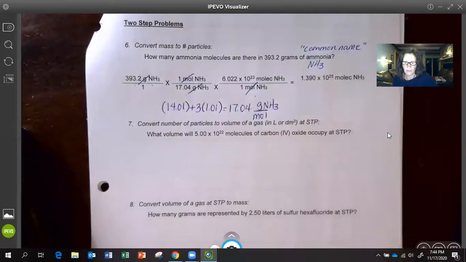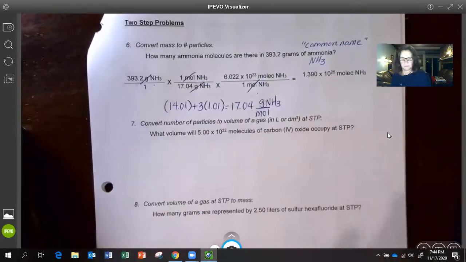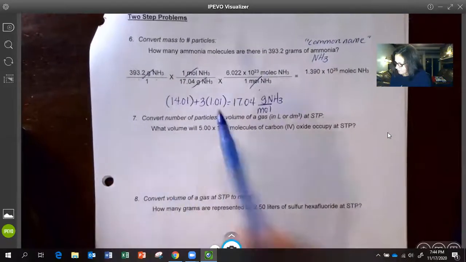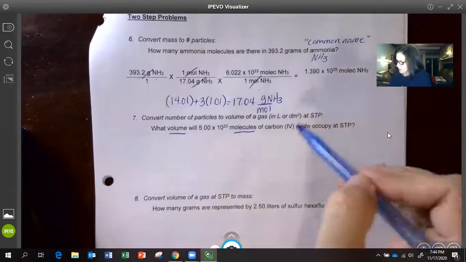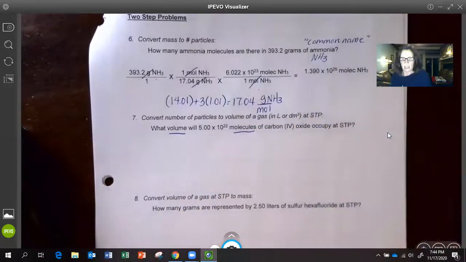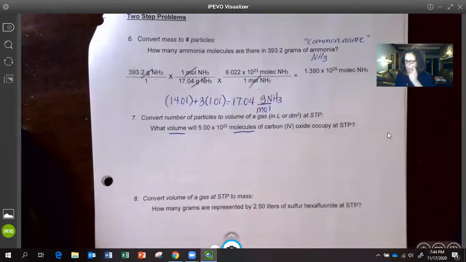Write the formula of the compound, use the mole diagram to decide how you're going to set up the solution, and if necessary, calculate a molar mass. Okay, let's look at number 7 together. What volume will 5 times 10 to the 22 molecules of carbon-4 oxide occupy at STP?